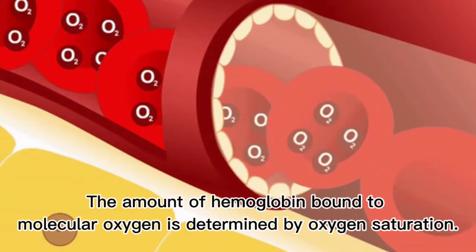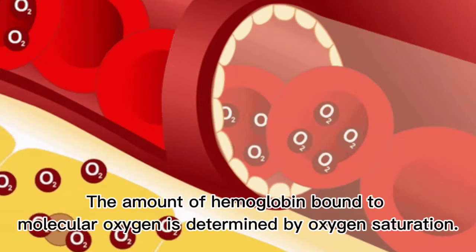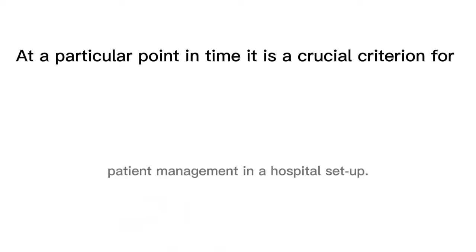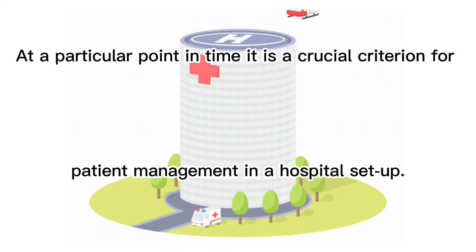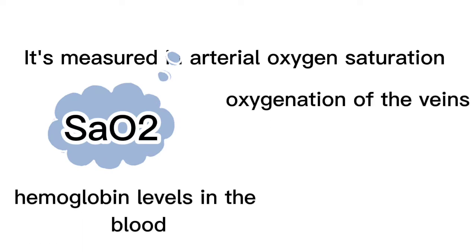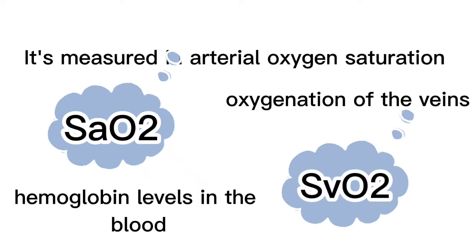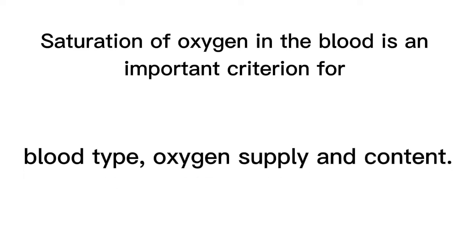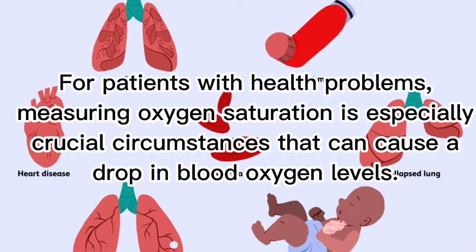The amount of hemoglobin bound to molecular oxygen is determined by oxygen saturation. At a particular point in time, it is a crucial criterion for patient management in a hospital setup. It's measured in arterial oxygen saturation, SaO2, and hemoglobin levels in the blood. Oxygenation of the veins, SvO2, saturation of oxygen in the blood is an important criterion for blood type, oxygen supply, and content. For patients with health problems, measuring oxygen saturation is especially crucial.